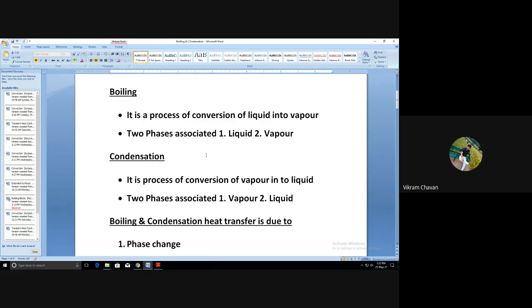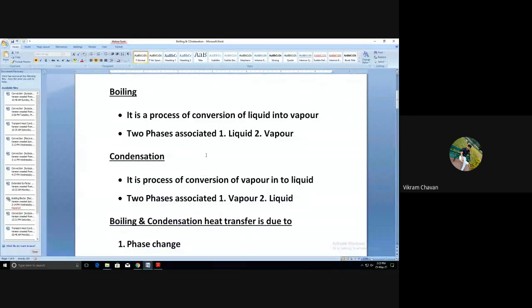Second point, two phases associated. First one is liquid, and second one is vapor.